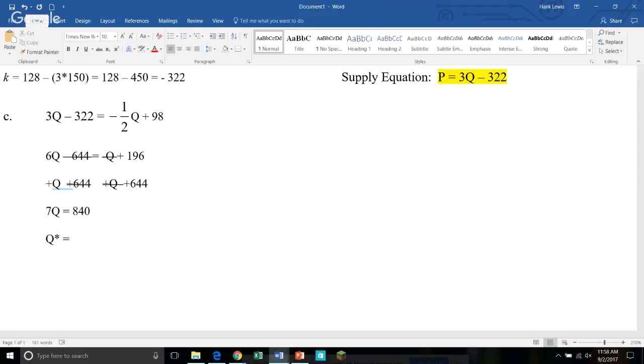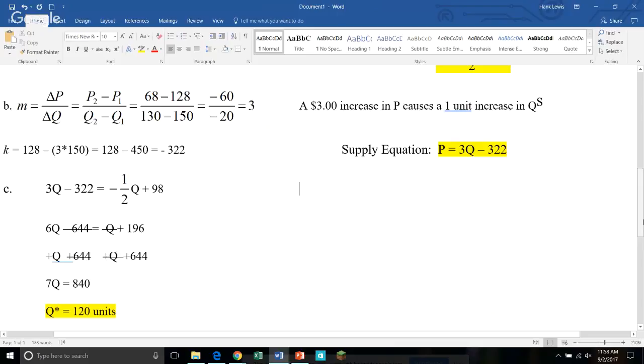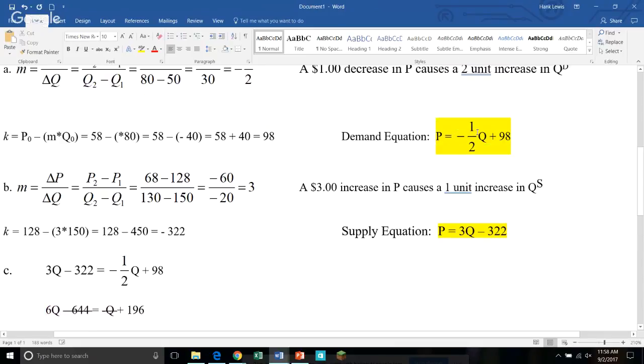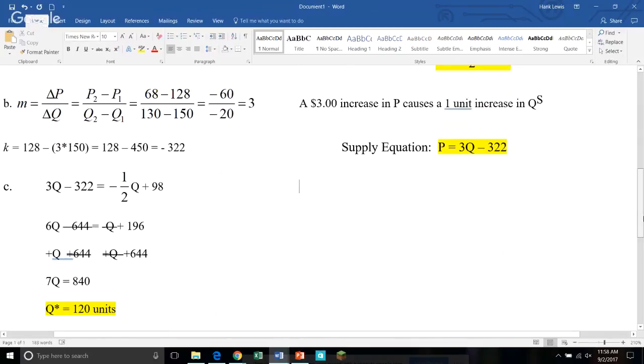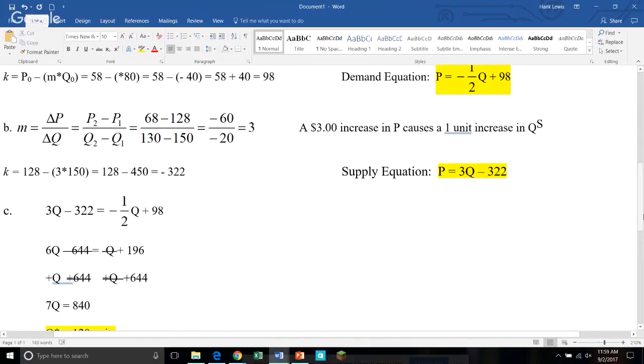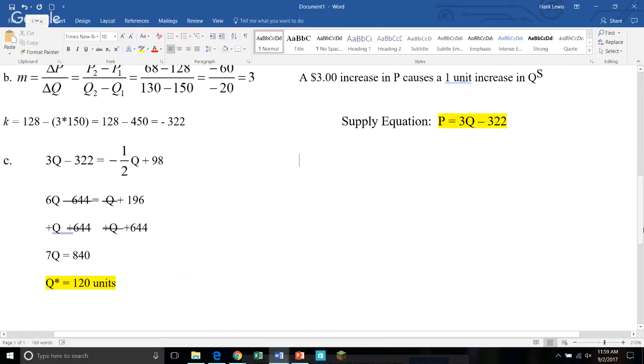I remember 7 times 12 is 84, so 7 times 120 has to be 840, but then we put the word units because this is our final answer. The equilibrium quantity says Q star is equal to 120 units, but we're not done. The next thing we have to do is solve for P star because we've got to find how many dollars and cents that is. And remember these two equations we had, P equals. We use those to solve for equilibrium price, and I expect y'all to use both of them because you want to make sure it's correct.